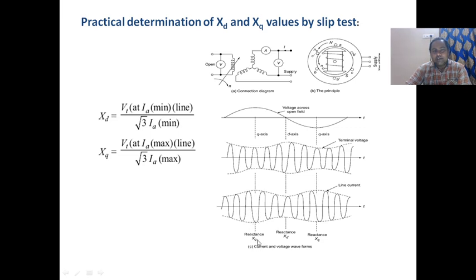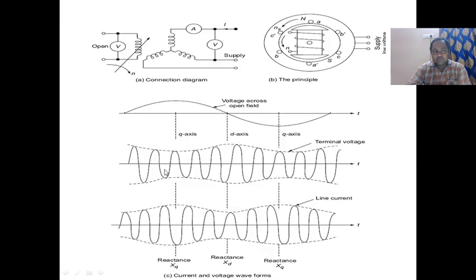Where the Xq point is there, the voltage is minimum and current is maximum. Where the Xd point is there, the voltage is maximum and current is minimum. So this is a simple method for finding the Xd and Xq values in an alternator. Once again I repeat, in Xq the voltage is minimum, current is maximum. In Xd the voltage is maximum, the current is minimum. Please observe the waveform carefully: Xq, Xd and Xq.